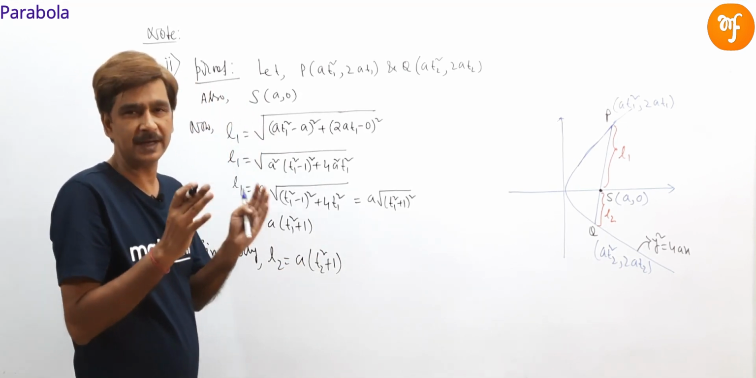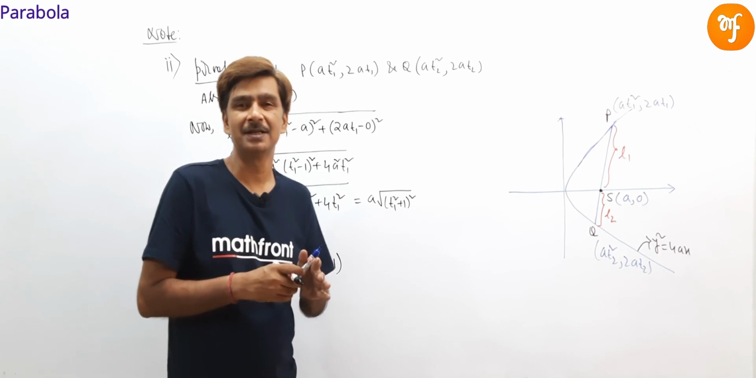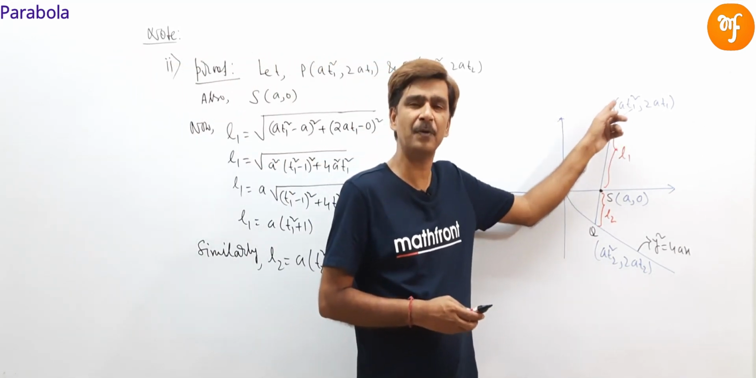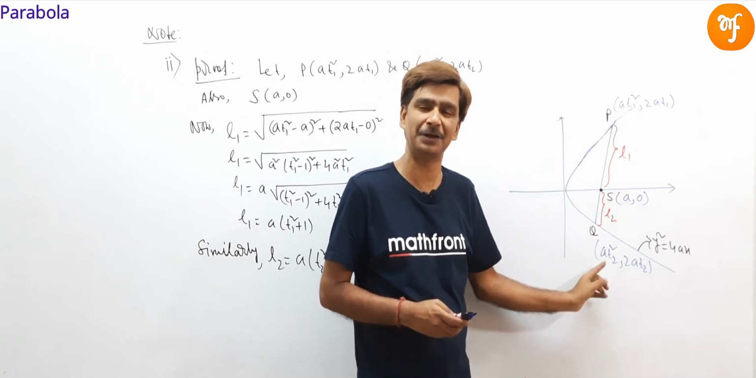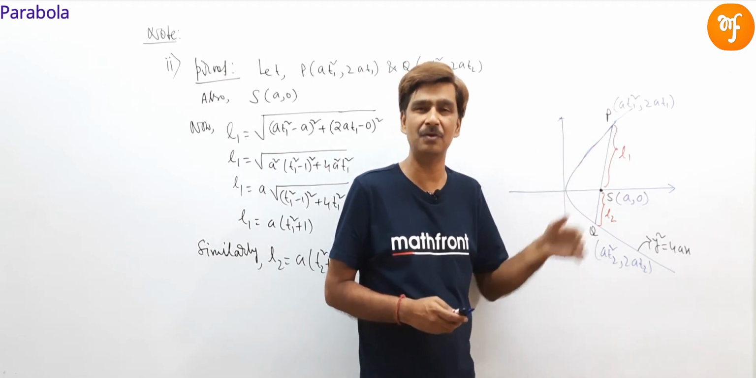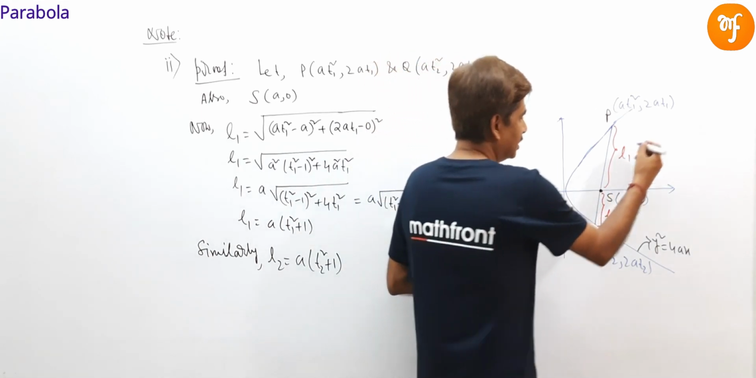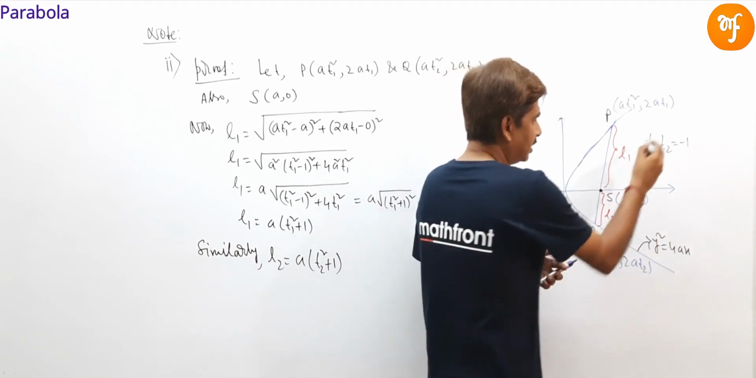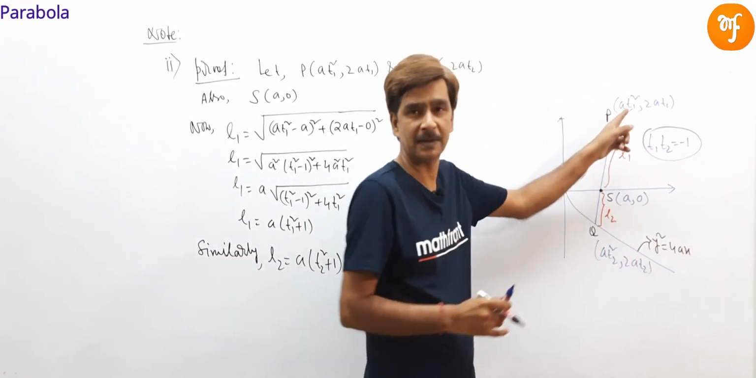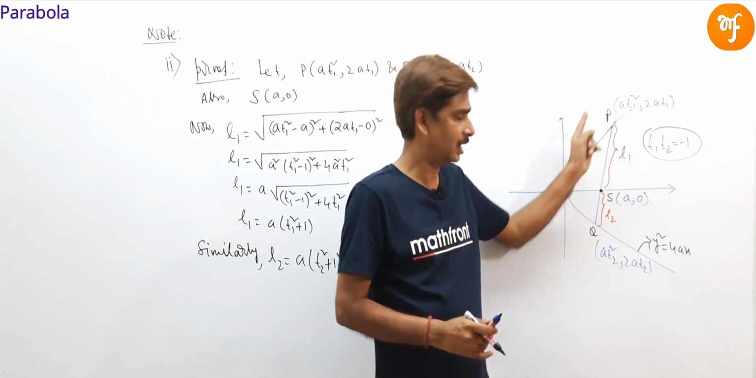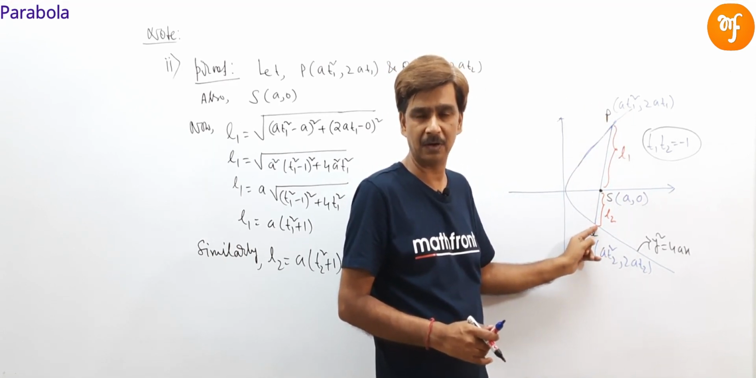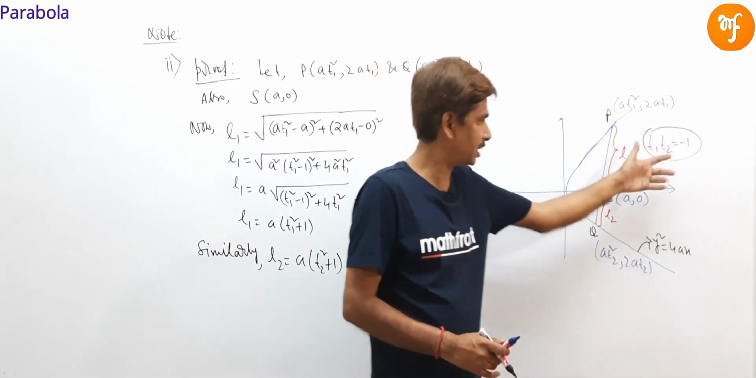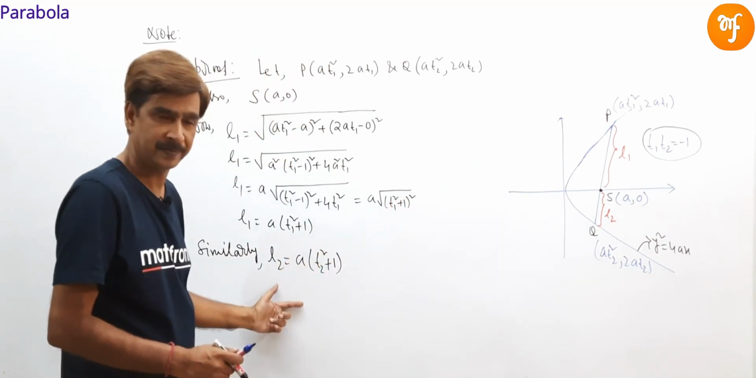Now one of the very interesting points we will use here, that is note number 1. As it is a focal chord, and the endpoints are (at1 square, 2at1) and (at2 square, 2at2), obviously the value of t1 t2 becomes minus 1 here. Why does t1 t2 become minus 1? As t1 is the parameter of one end of the focal chord and t2 is the parameter of the other end of the focal chord. In the previous discussions, we proved that t1 into t2 is minus 1. So we are using this trick here.